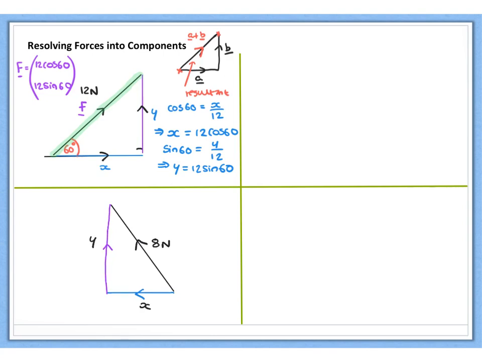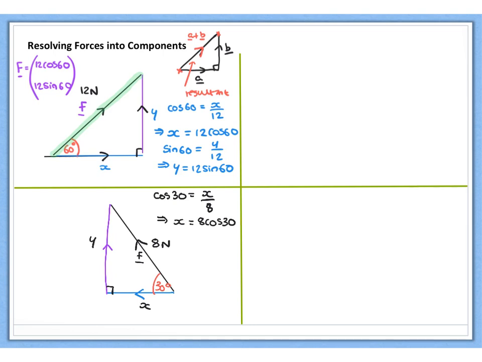You can see in both cases, we create a right angle triangle of forces. I need to know the angle before I can proceed, so I'm going to call that 30 degrees over here. And let's label the 8 Newton force as F again. Now, using a bit of trigonometry, we know that cos 30 is equal to X over 8, the adjacent over the hypotenuse. So X is equal to 8 cos 30.